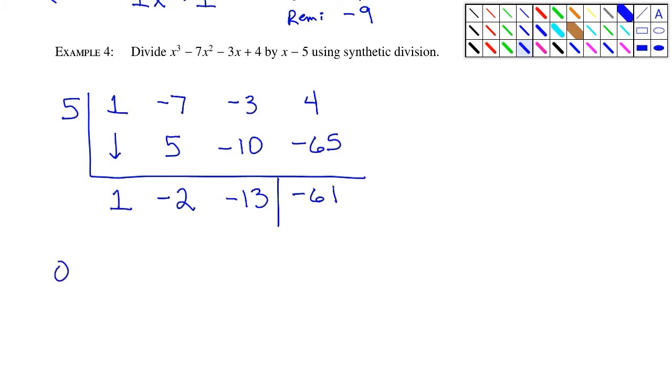So the quotient is x squared minus 2x minus 13. And the remainder is negative 61.